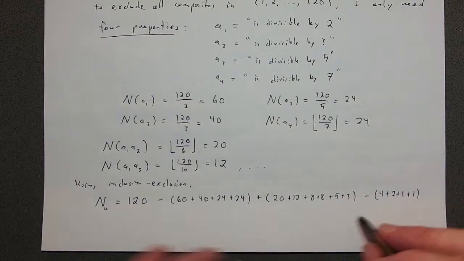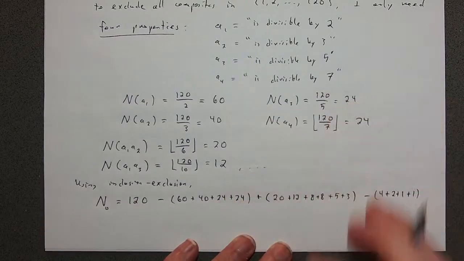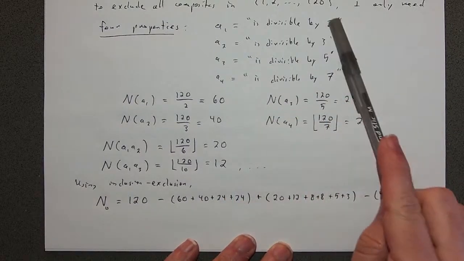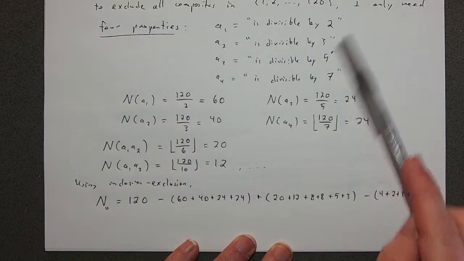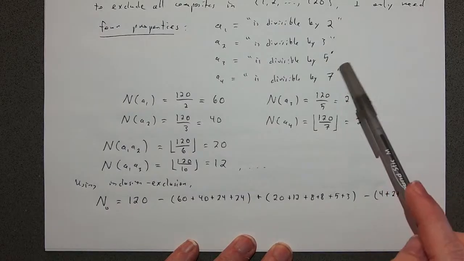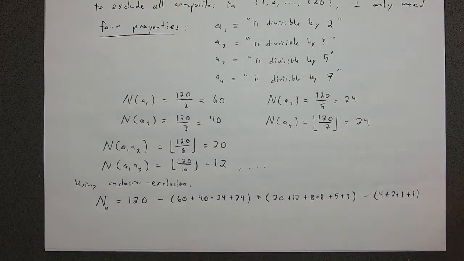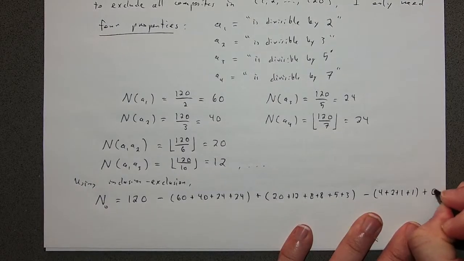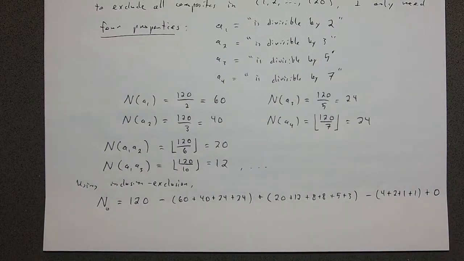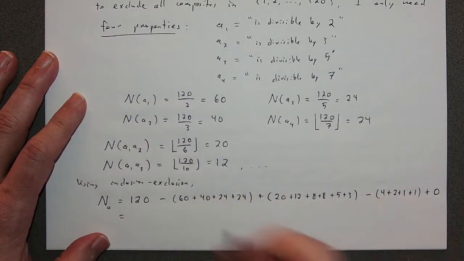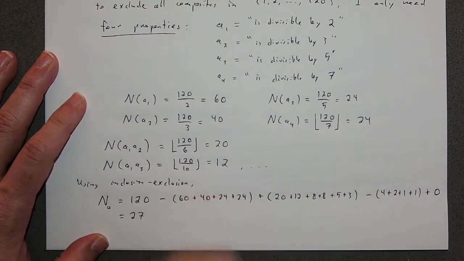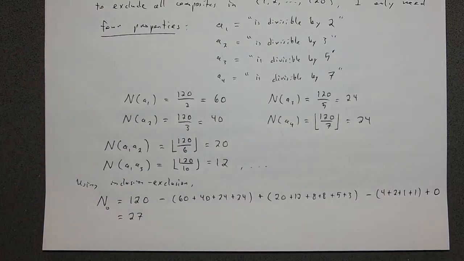Plus the number of these taken 4 at a time. So that's divisible by 2, 3, 5, and 7. That's not going to be possible. It's going to be greater than 120. So there's exactly 0 ways for that to happen. Which, if you carry this out, this is 27. Okay.